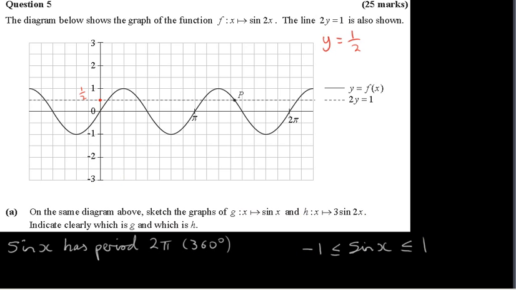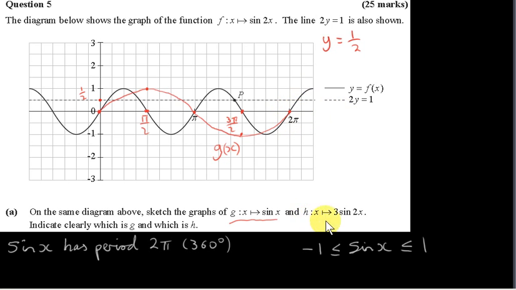So the period is 2 pi. So whatever shape the sine of x function has, it's got to repeat itself from x equals 2 pi onwards. The sine of naught is naught. The sine of pi over 2, which is 90 degrees, is 1. The sine of pi, or 180 degrees, is naught. The sine of 3 pi over 2, or 270 degrees, is minus 1. And the sine of 2 pi is the same as the sine of naught, or the sine of 360 degrees, which is naught. So the function repeats itself for x beyond 2 pi.